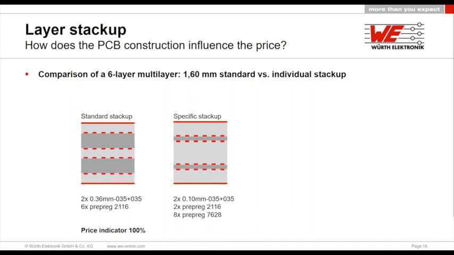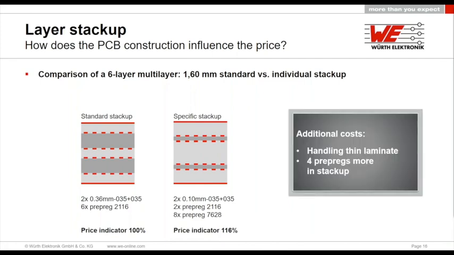Well, again, I took the 1.6 millimeter as 100% cost. We have an increase of 16% by just exchanging the core material. Why that? I already said we have a higher handling cost due to the thin laminate, the 100 micron laminate. It's flexible, not rigid anymore. Plus, we need more prepregs in the stack-up. In that case, we have 4 more prepregs in the stack-up because we need to overcome the distances between the thinner cores. So 16% by just changing the material. This is quite a lot.